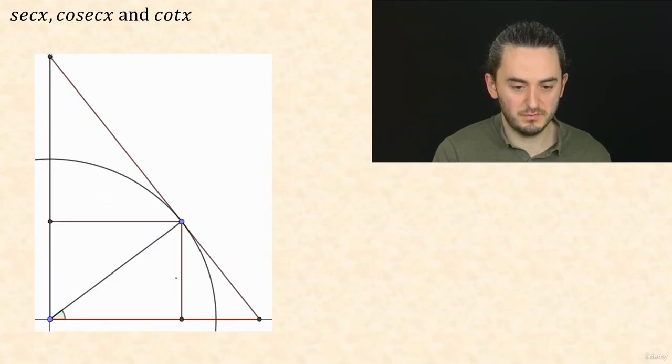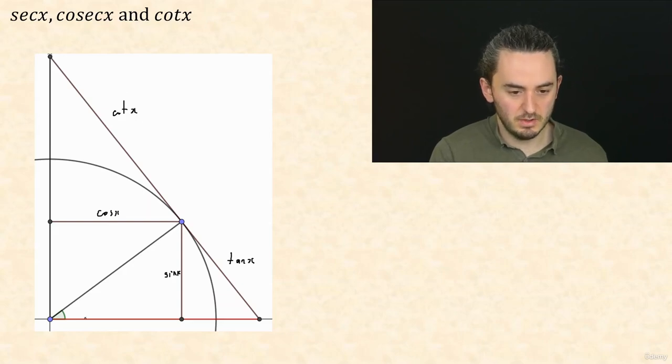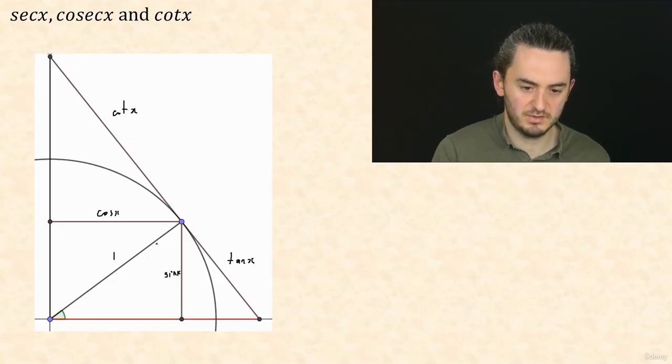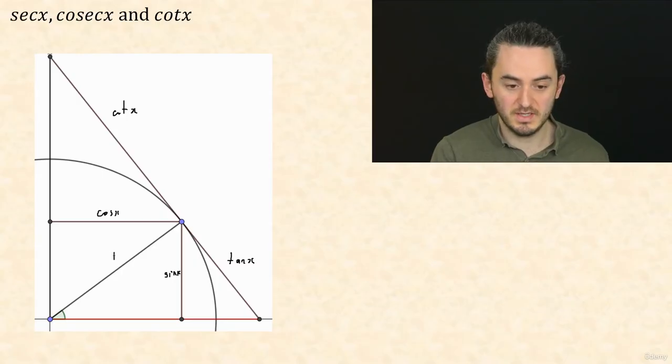Remember, what we know so far is that this is sine x, this is cosine x, this is tan x or tangent x, and this is cotangent or cot x. So looking at this red line here, I know that this length is 1, and I'm interested in this side here, which is the hypotenuse of this triangle. So I know what the adjacent side is, and I want the hypotenuse.